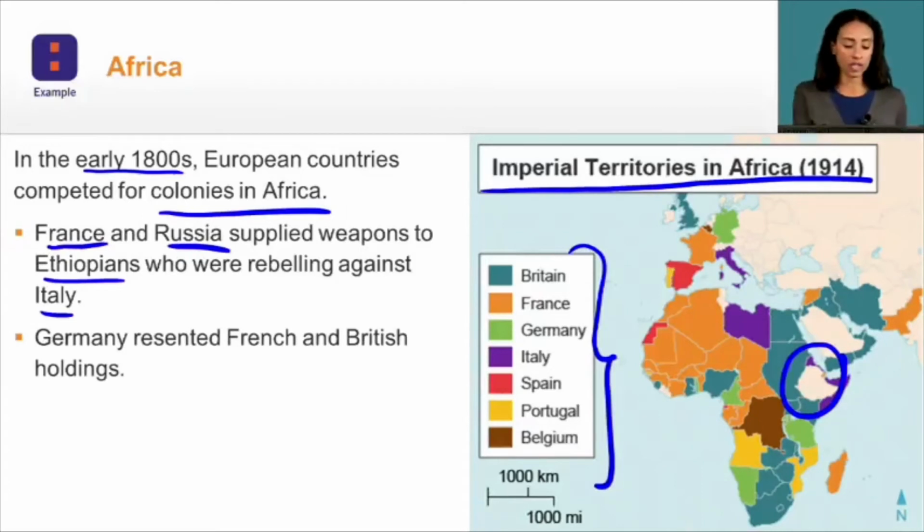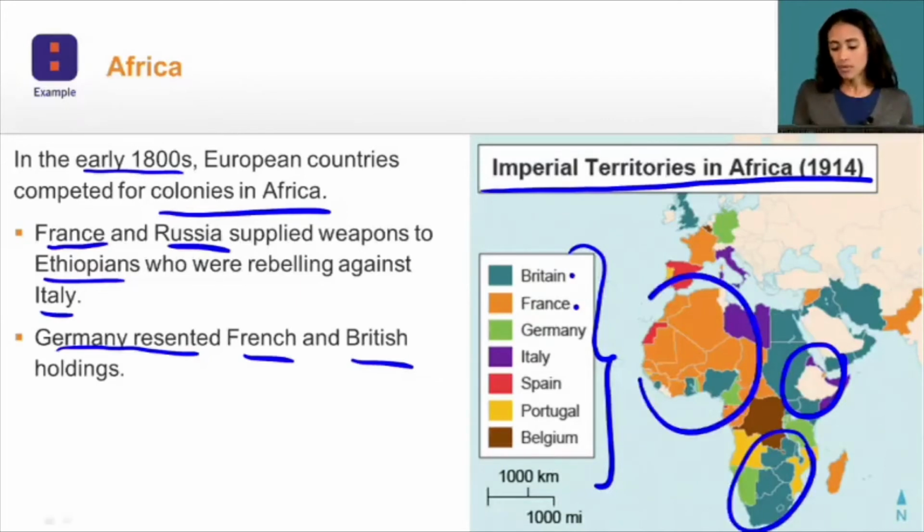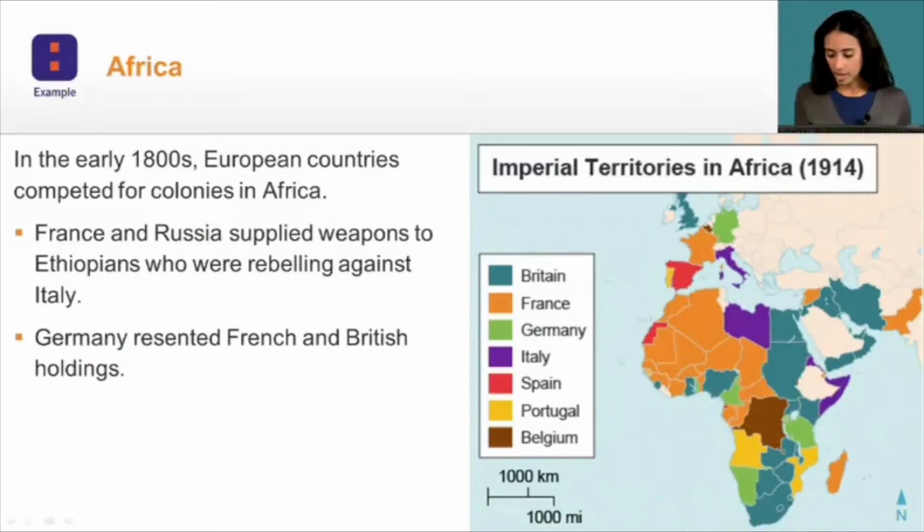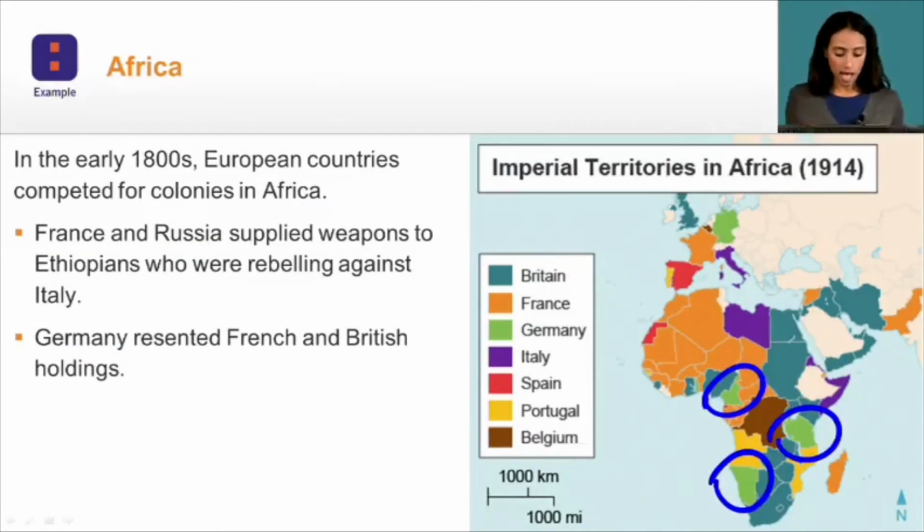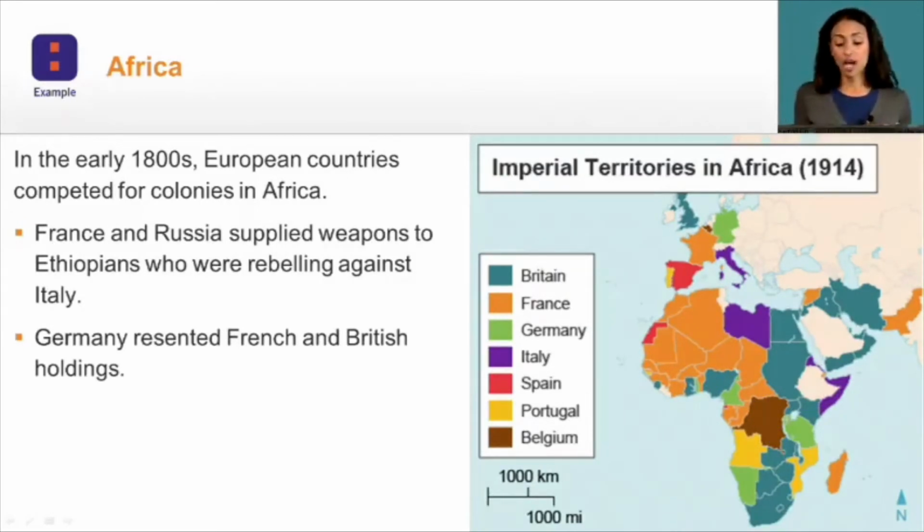As well, we're seeing Germany becoming very resentful towards France and Great Britain because you can see that Britain and France, based on the color coding, have a great deal of territory in Africa, and Germany wants a piece of that. Germany, you can see, doesn't have as much, just smaller regions, and as a result is becoming very resentful towards these other countries.